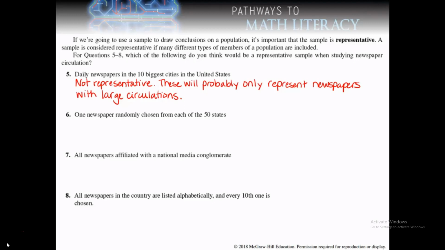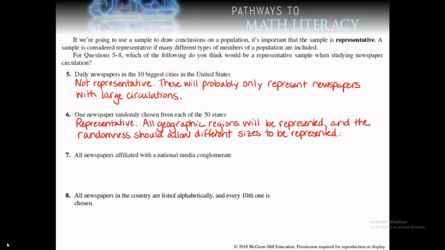In number 6, one newspaper randomly chosen from each of the 50 states. Well, the fact that they are randomly chosen is helpful. That means that we're going to get newspapers from different geographic regions, and because they're being chosen randomly, we'll probably get some large and some small. So this one will probably be representative.